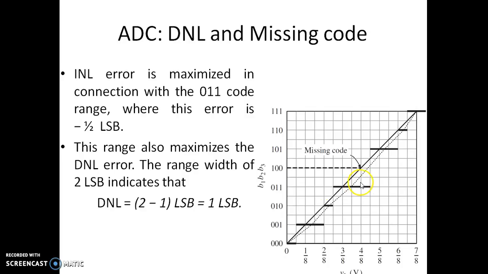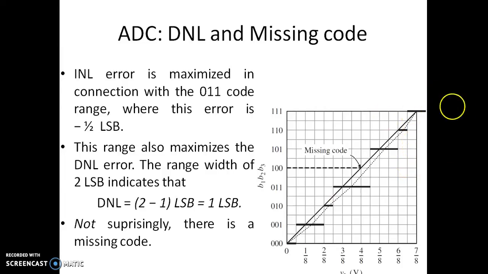So when it is 2 LSB, the actual DNL happens to be 2 LSB minus 1 LSB, because 1 LSB is the minimum code length we're going to have. Since we have a code length of 2 LSB, the DNL happens to be 1 LSB. So not surprisingly, there is a missing code. As we can see here, this is the code length, which is actually 2 LSB, which results in a DNL of 1 LSB.